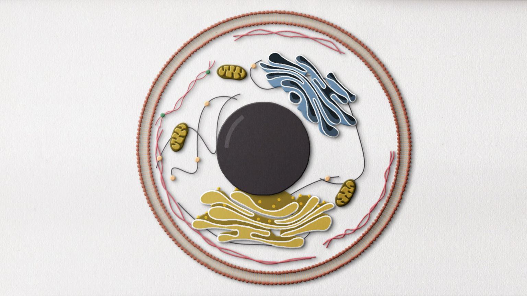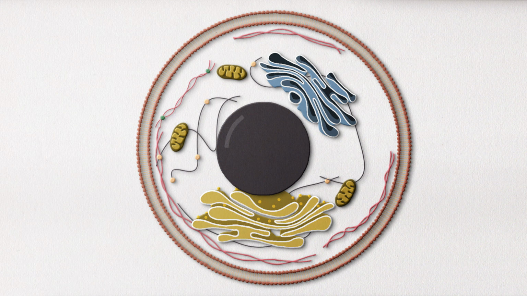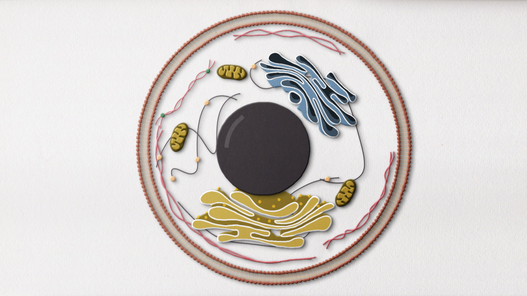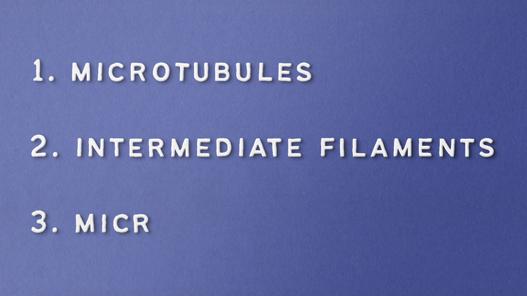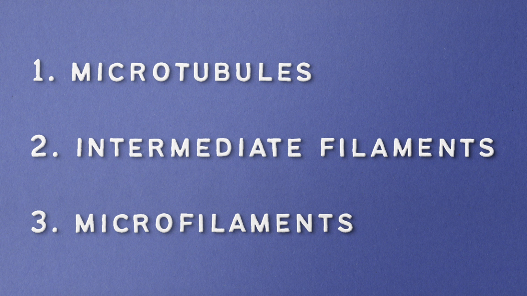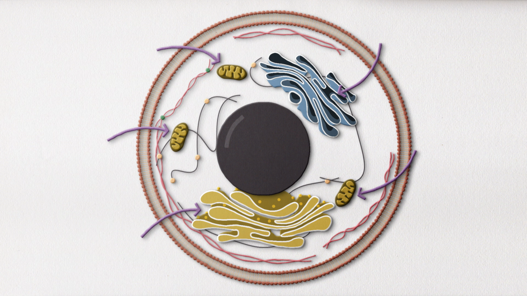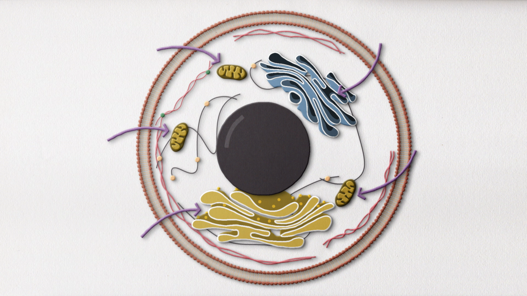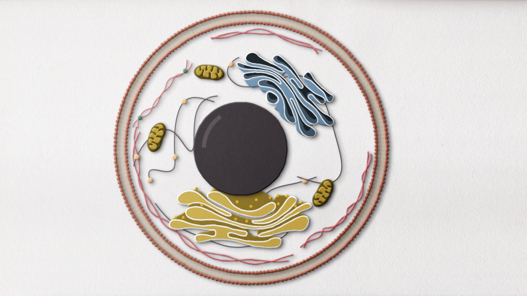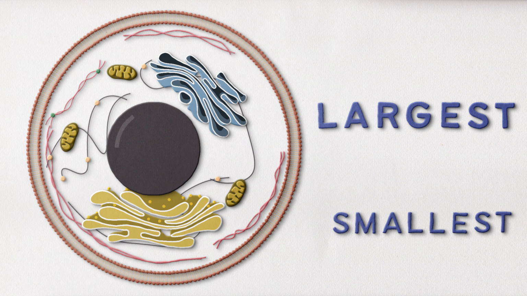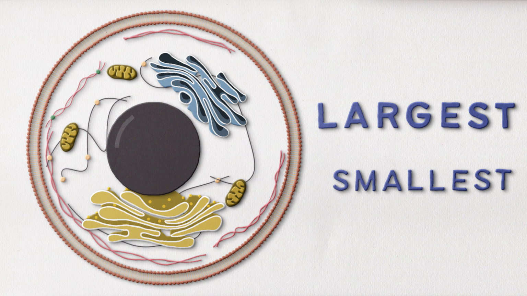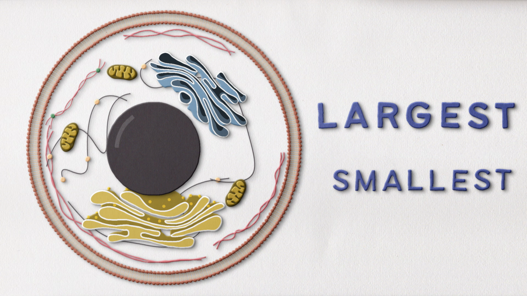The cytoskeleton is actually a network of 3 constantly assembling and disassembling protein filaments. We're talking microtubules, intermediate filaments, and microfilaments that have different sizes, functions, and structures. Much like the organelles that the cytoskeleton helps keep in order, we're all about organization here as well. We're going to talk about the filaments from largest to smallest. So microtubules, you're up first.